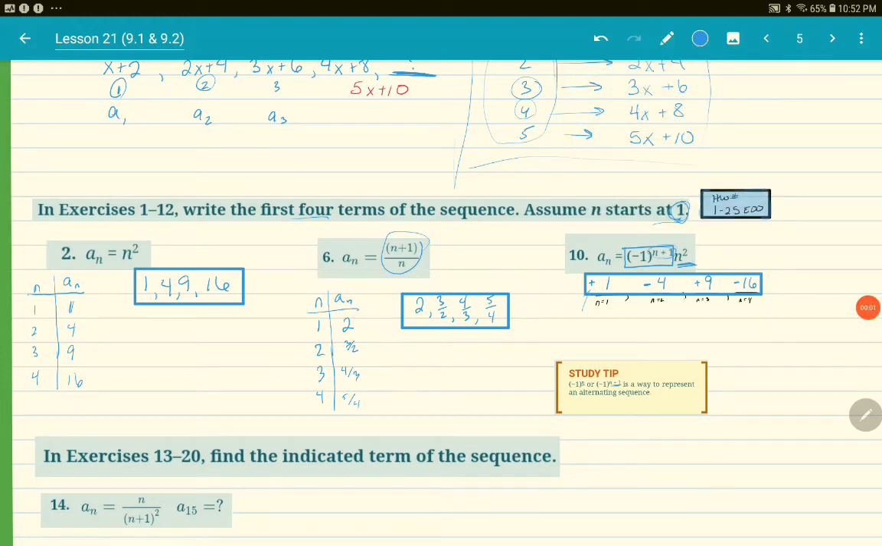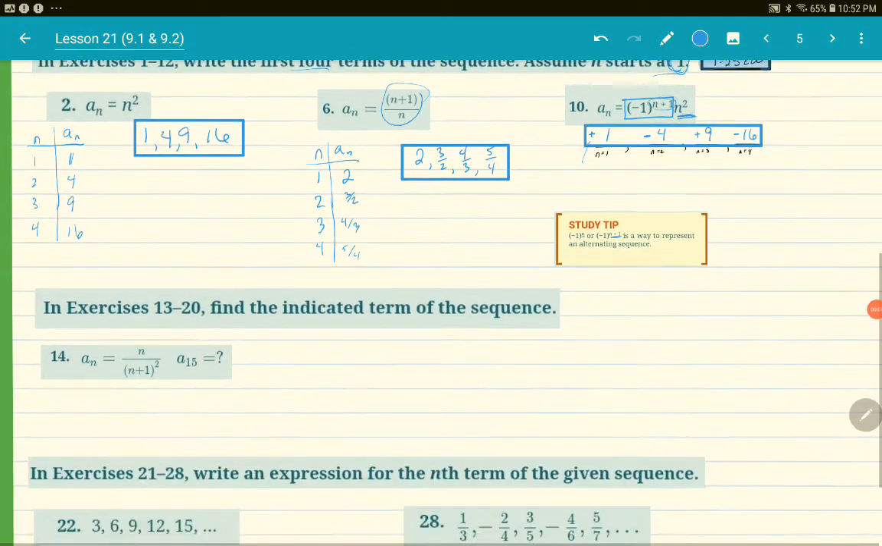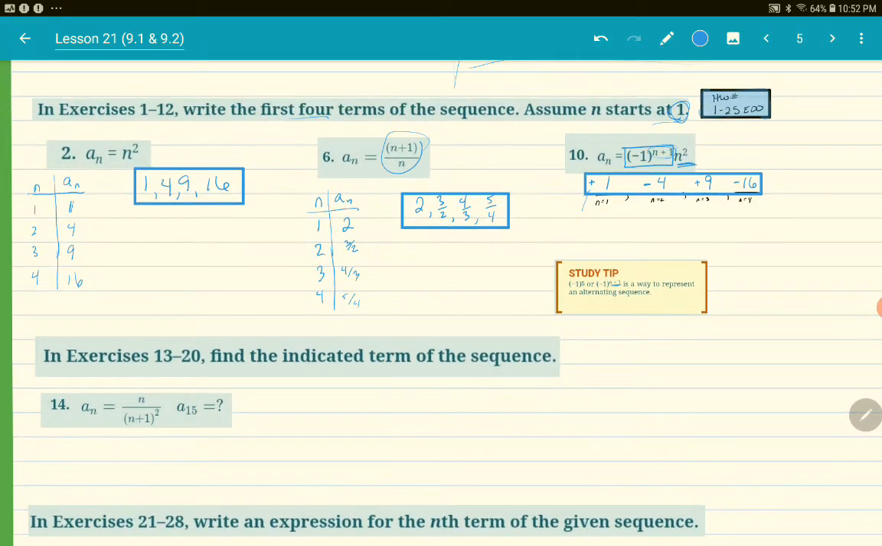In 13 through 20, we're asked to find the indicated term of the sequence. So when n is a given term, here we have n equals 15, so we just plug our 15 for our n into our function. So a of 15 is equal to n, which is 15, over n plus 1 squared, which is 15 plus 1 squared, just copying this formula here. And that simplifies to 15 over 16 squared, which is 15 over 256.